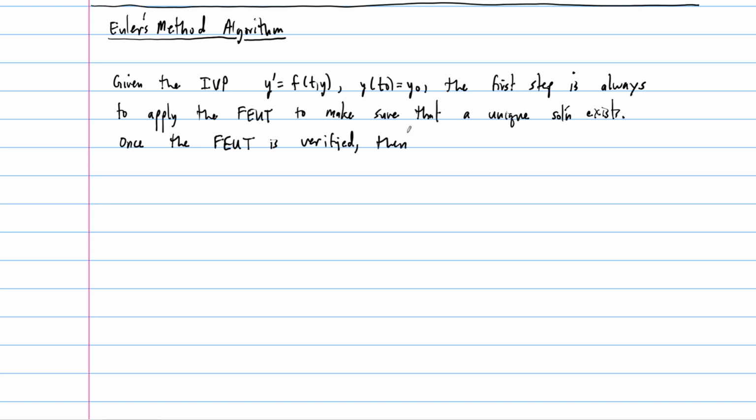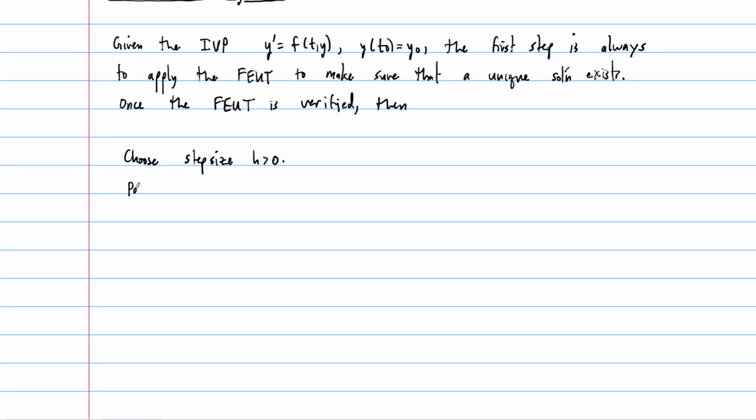So then, here's what we do. You're either given this or you're going to choose this, but you choose your step size. So choose a step size of h greater than 0. Again, it's going to be small, right? And then partition the t-values.